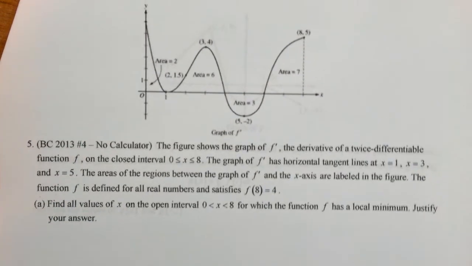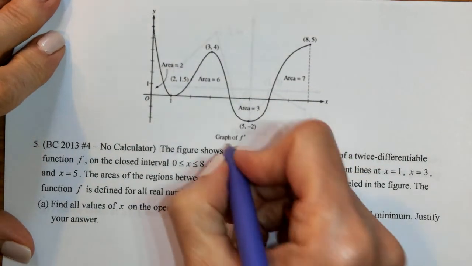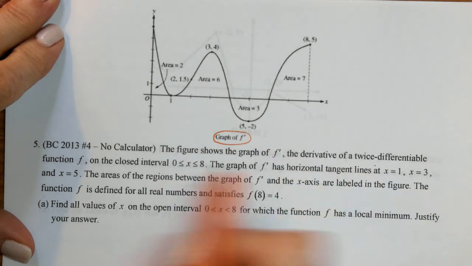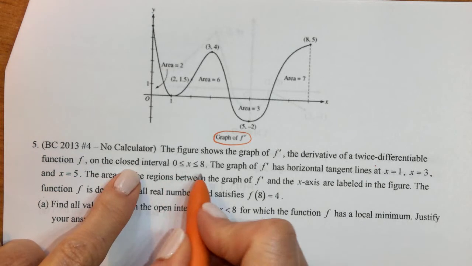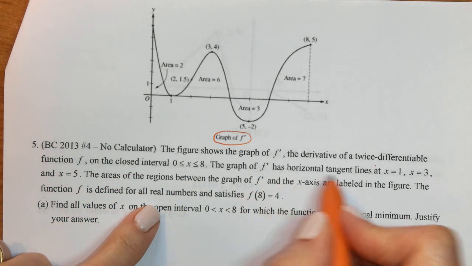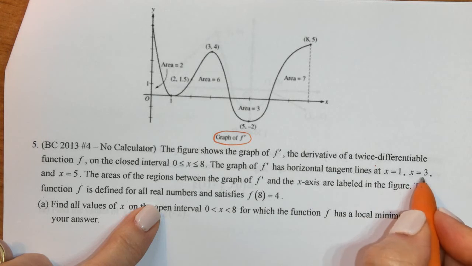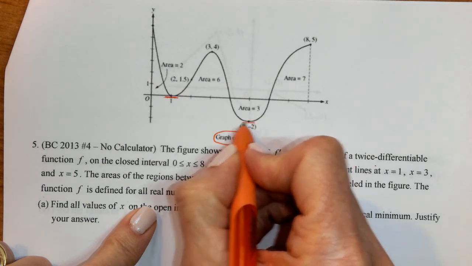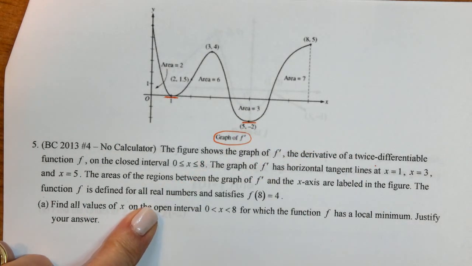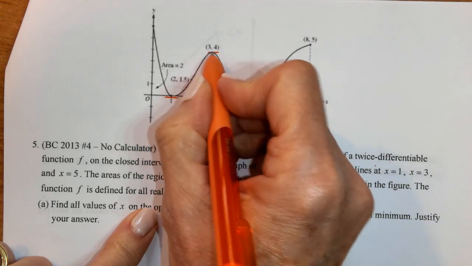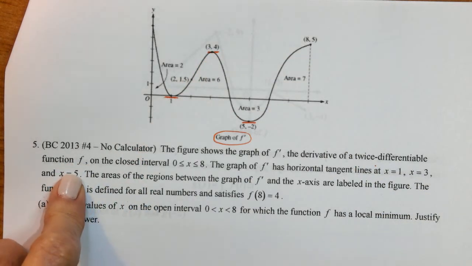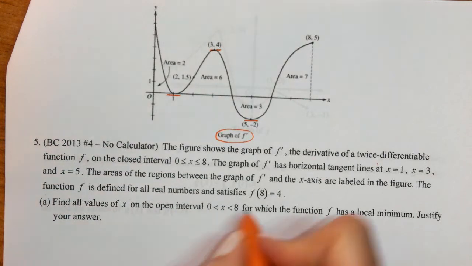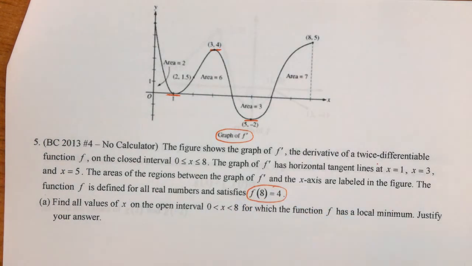All right. The figure shows the graph of f prime. So here they tell us this is f prime. The derivative of a twice differentiable function f. Okay. The graph of f prime has a horizontal tangent at x equals 1 and 3. Okay, so we have a horizontal tangent at x equals 1 and x equals 3. Oops, that's not x equals 3, that's x equals 5, right here, x equals 3. Oh, and x equals 5. Okay, perfect. Okay, great. The areas of the regions are labeled, all right, and they give us a value of f. That's nice of them.